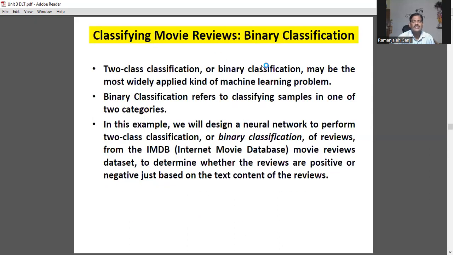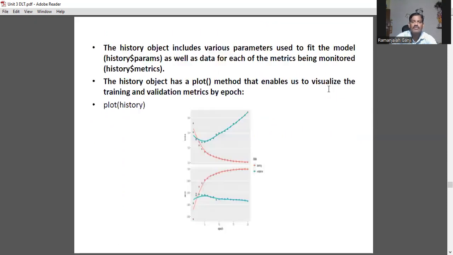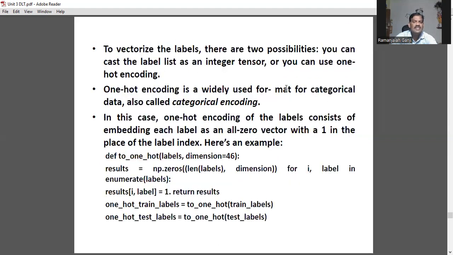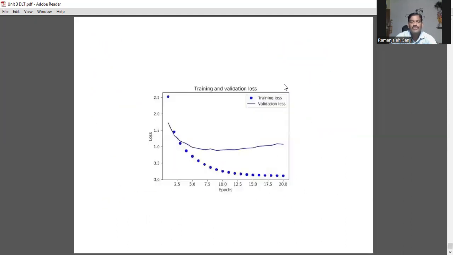IMDb is the Internet Movie Database, used for classifying movie reviews, which is binary classification, and you have to plot the diagram also. And classifying newswire is multi-class classification. Again, all subheadings are similar to movie reviews, but the only difference is in the outcome. Okay, that's all.